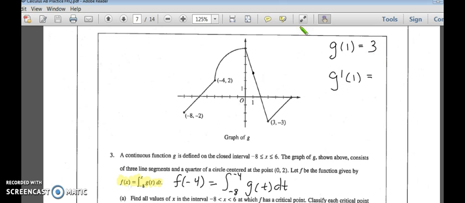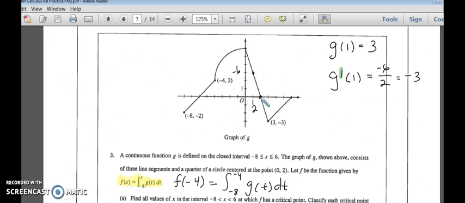Now, g prime of 1 is pretty much asking what's the slope when x equals 1. And the nice thing about this is that we have a linear function and we know how to calculate the slope. We can go from this intercept to that intercept. We go down 6 and to the right 2. So the slope is -6 over 2, or -3 over 1.